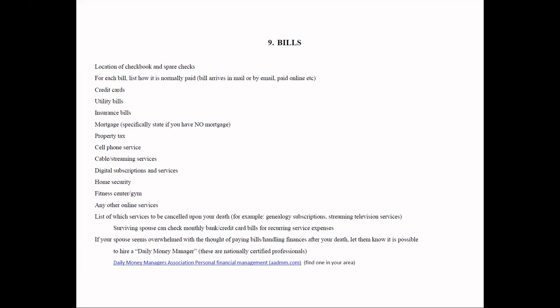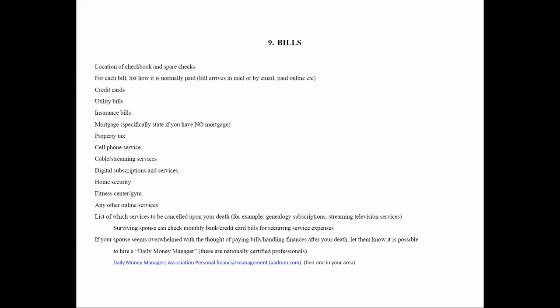Some of these you can let your spouse decide on. If you were into genealogy and spending all this money on ancestry.com, they might want to cancel that right away, but they may not want to cancel the cable service or streaming, like Netflix or whatever. They can decide, but you should at least list them. And if you've forgotten a few, it'll probably show up on the monthly bill as a recurring expense.